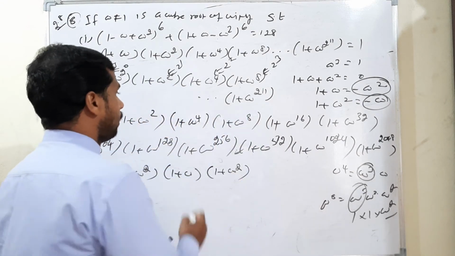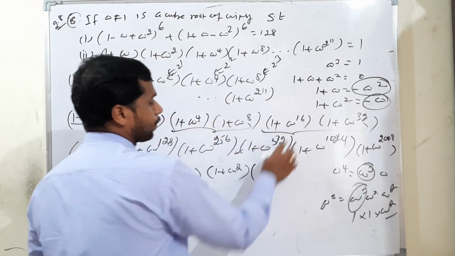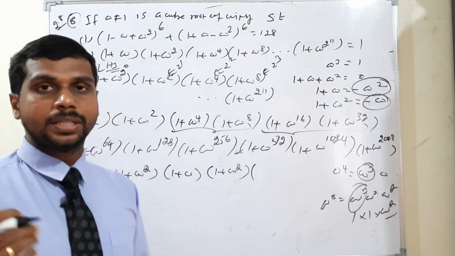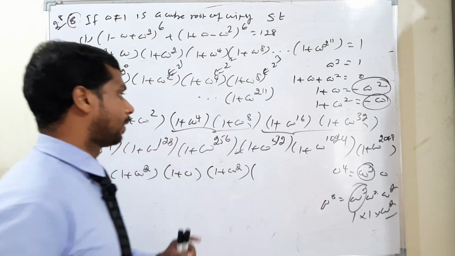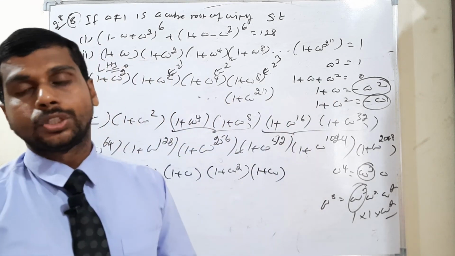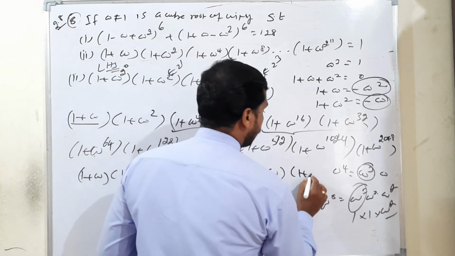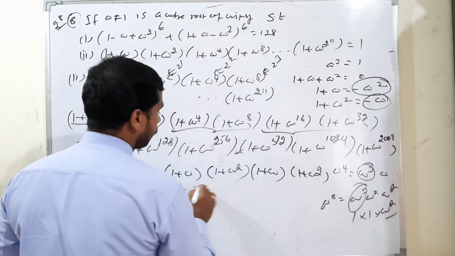Third pair, look at there. This is second pair. Third pair, look again. Power 16 is there. So 16 divided by 3 means 5 is gone. Remaining 1 is there. Remaining 1 means we can write 1 plus omega, as well as 32. 32 divided by 3 means 10 times, remainder 2 only. So we can write 1 plus omega.